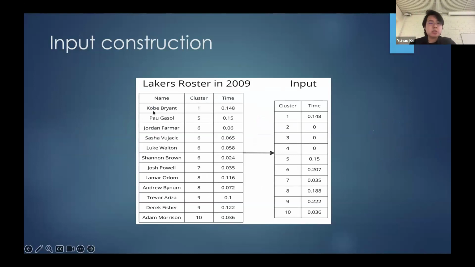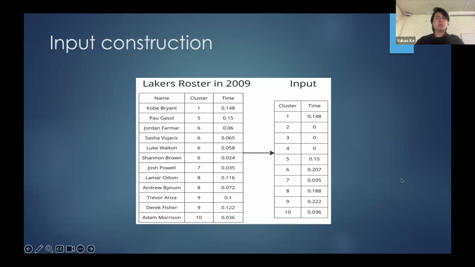Okay, and you can see that Kobe Bryant is in cluster 1, and he's the only one in cluster 1 in this whole team. So for the input, cluster 1, the input 1 is 0.148, the same as Kobe Bryant. And for cluster 6, you can see that there are 1, 2, 3, 4 players in cluster 6, and we add these numbers up to be the number for cluster 6 in the input. So that's how we construct the input for each record.